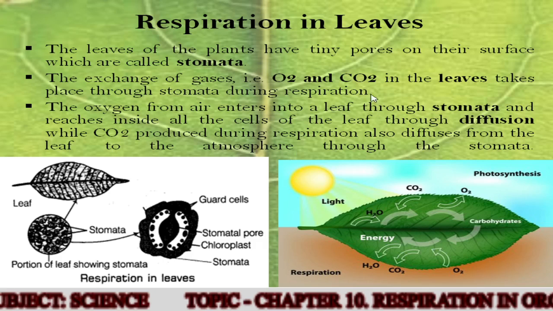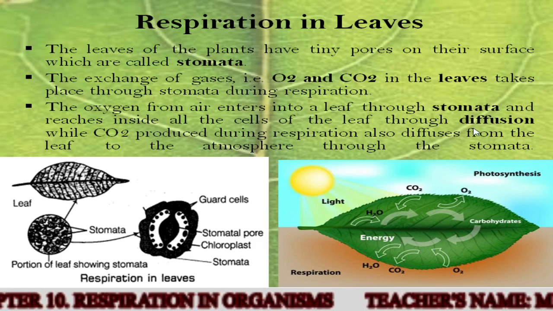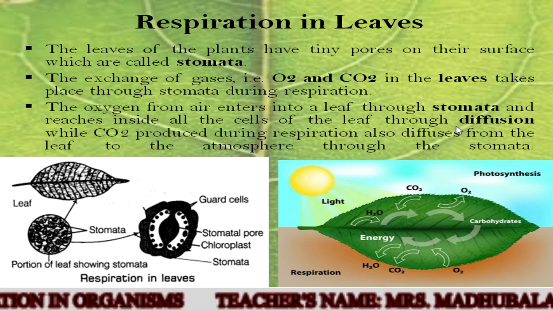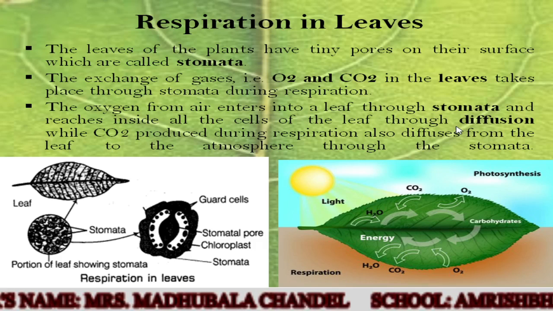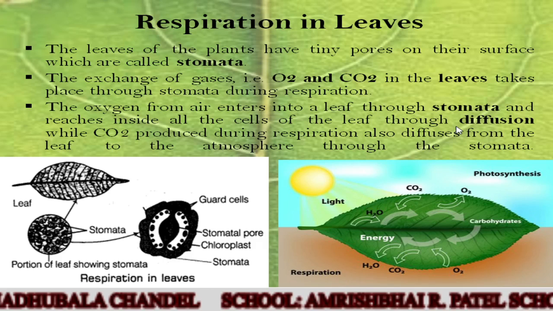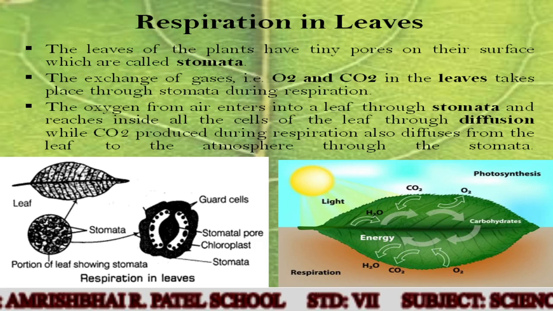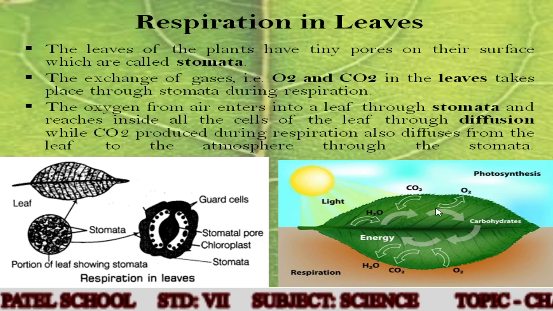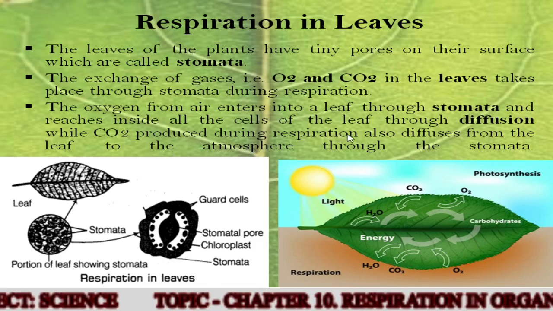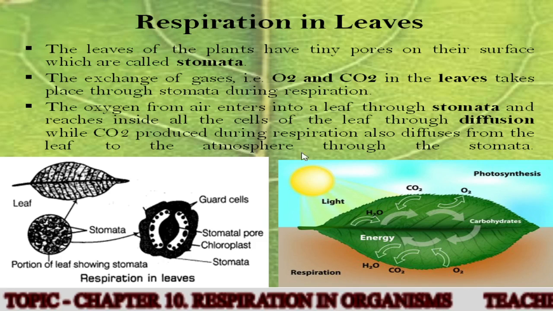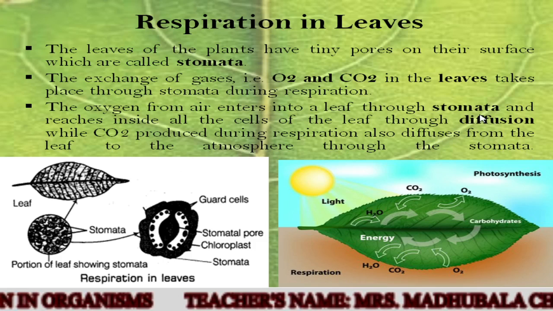So the oxygen from the air enters into the leaf through the stomata and reaches inside all the cells of the leaf through diffusion. Now what is this process of diffusion? This also you will study in your higher classes. Diffusion is a process where the exchange of gases takes place from the higher concentration to the lower concentration. As inside the leaf there will be less concentration of oxygen and more outside, it will come from outside to inside. So the exchange of gases is called diffusion, while carbon dioxide produced in respiration also diffuses from the leaf to the atmosphere through the stomata. So the process responsible for this exchange of gases is diffusion.